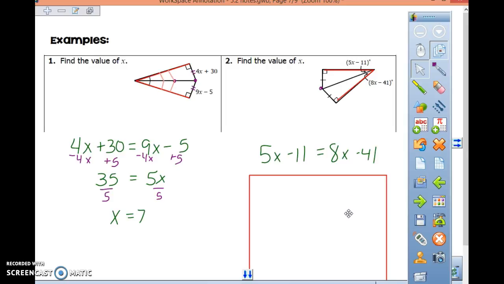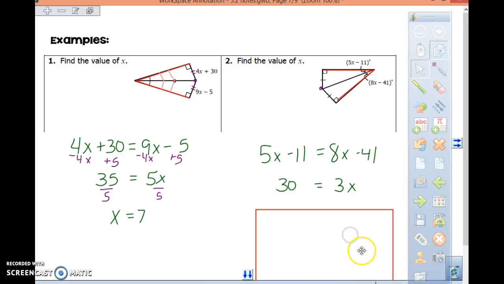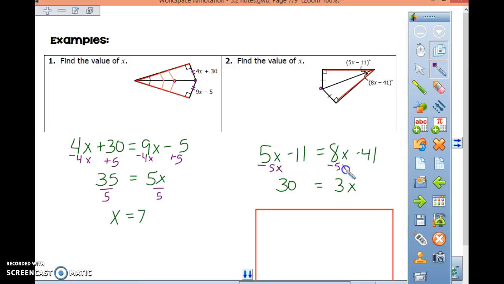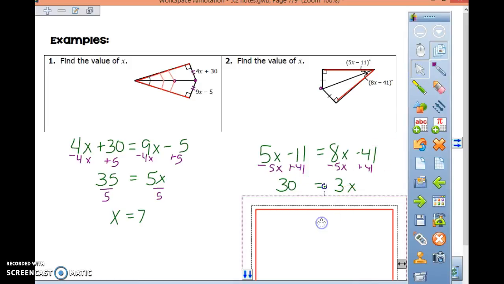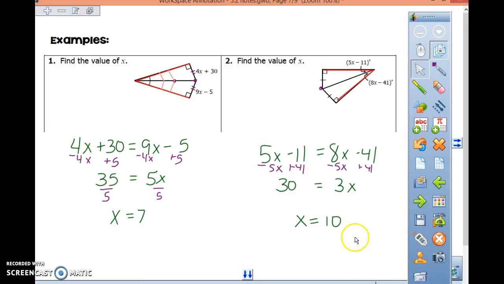So 5x minus 11 equals 8x minus 41. Getting our letters together, I'm going to subtract 5x and add 41. So x is equal to 10.